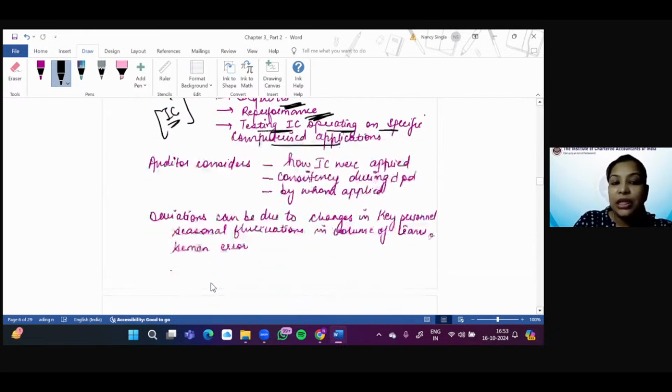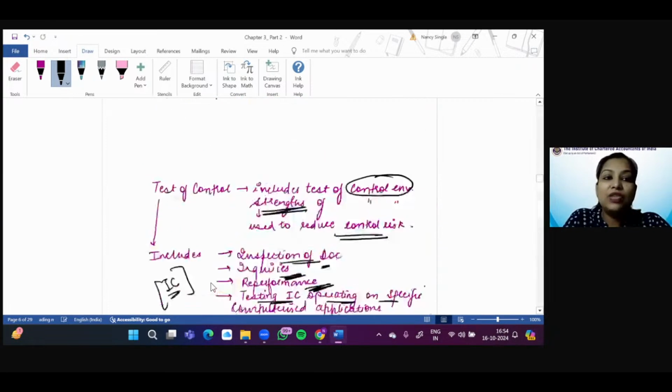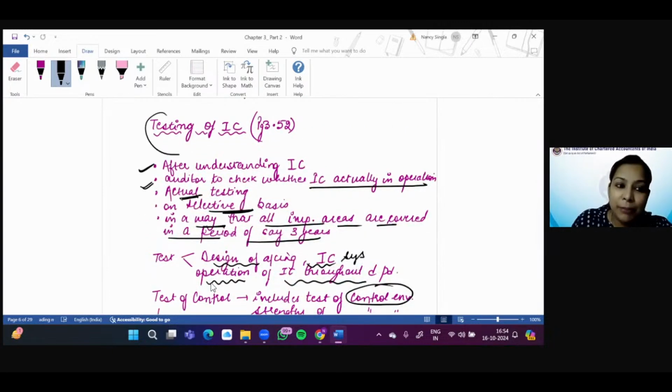Now, when the auditor is testing the internal control, he'll see how internal controls were applied, whether they were consistent during the period and by whom they were applied, whether they were applied from, let's say, the IT department within the organization, or whether that was implemented by any external organization, any service organization, right? So what is he doing? Actual testing. Till now we have done what? Understanding, evaluating the internal control. Now we are actually testing it.